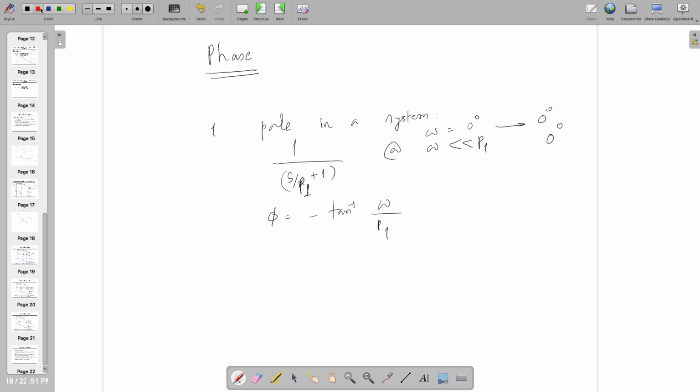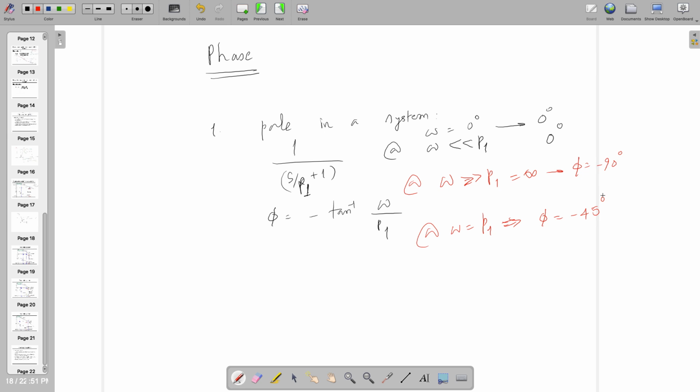Now let's look at the next case, when omega is much higher than p1, which we can call infinity. The phase is equal to minus 90 degree. Very nice. But what if omega is exactly equal to p1? Then the phase is equal to minus 45 degree. So this is for a single pole.